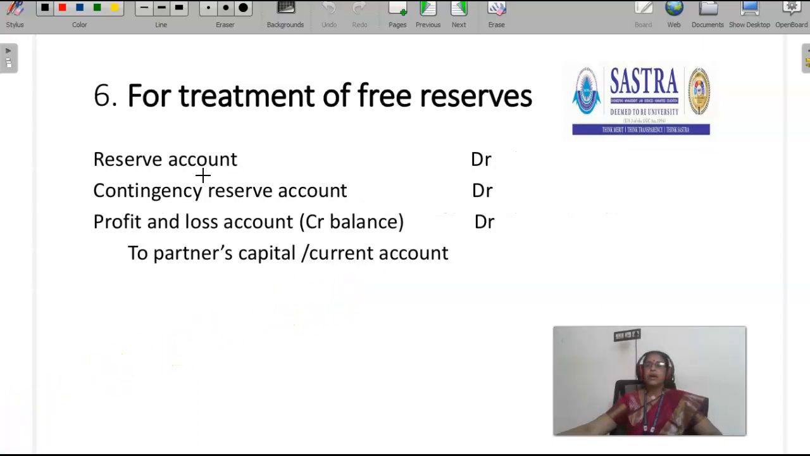We have closed all the assets and liabilities. The remaining items in the balance sheet are reserve, contingency reserve, P&L account credit balance. All those things should be transferred to partner's capital or current account. Reserve, contingency reserve, P&L account balance, all should be transferred to partner's capital or current account.